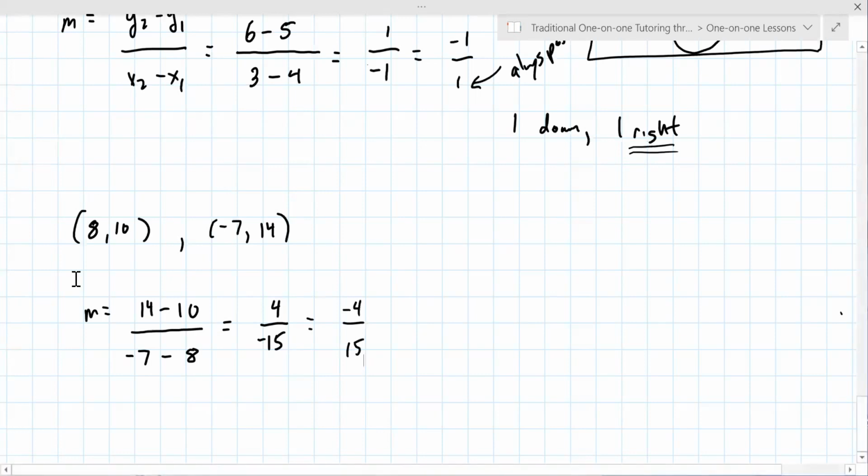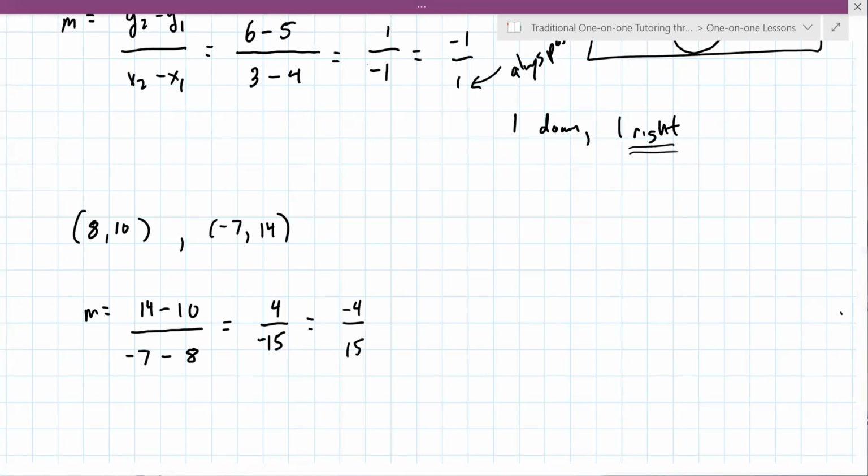And then what is the interpretation of that? Like, how would you describe that as rise over run? I guess we would have to go down 4 and then over 15. Exactly. You would say down 4, or 4 down, 15 right.